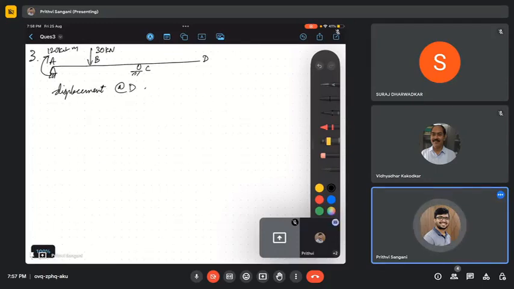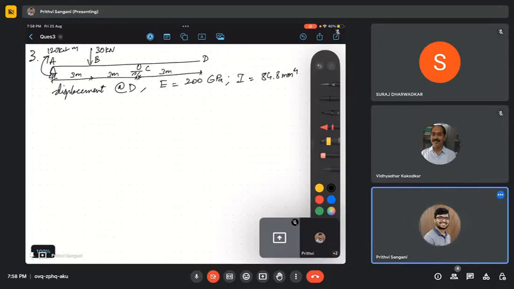This is a steel beam, so we have E as 200 gigapascals. It may be an ISMB beam, and the I is already given as 84.8 mm to the power 4. The supports are 3 meters, 3 meters, and this overhang portion is also 3 meters. So let us solve using the unit load method.